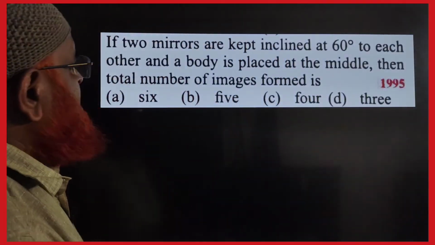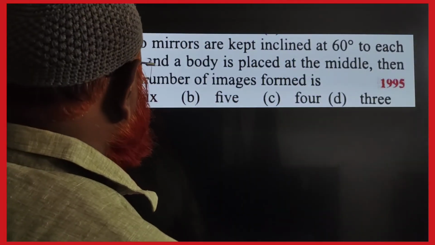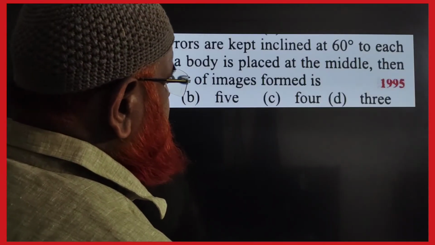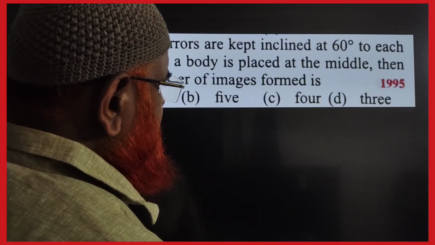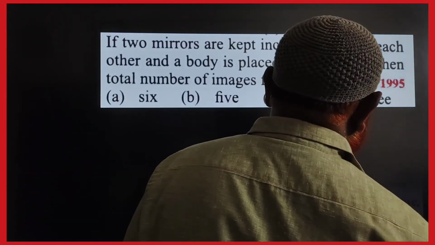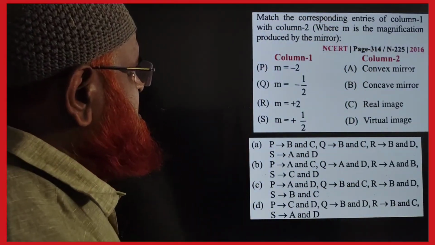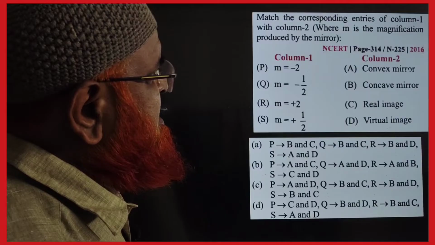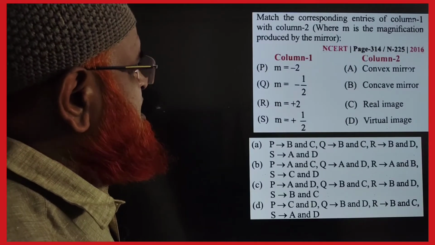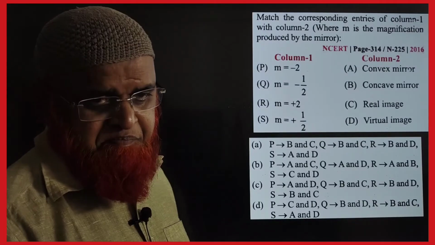Now just see here. Two mirrors are inclined at 60 degrees to each other, and a body is placed at the middle. ये समझ हो गया? Yes, sir. Fine. Okay. Now just see here. Match the corresponding entries of column 1 and column 2, where m is said to be the magnification produced by the mirror.